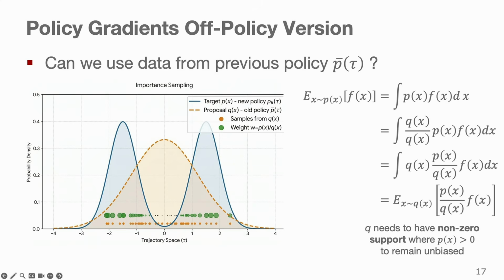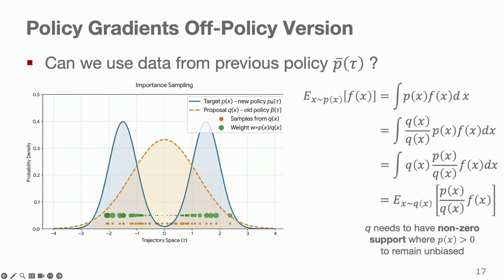All right, so the challenge is clear. We want to avoid throwing away our data. We want to make our policy gradient algorithm a little bit more off policy. How can we do this? For this, we can turn to importance sampling, which is a technique used to estimate expectations under one distribution when you only have access to samples from a different distribution.